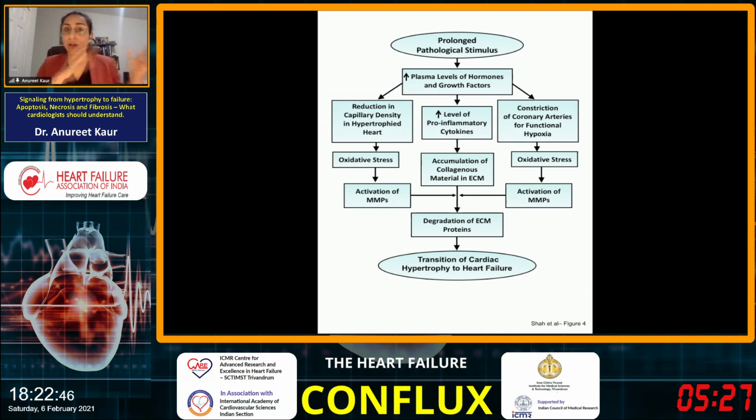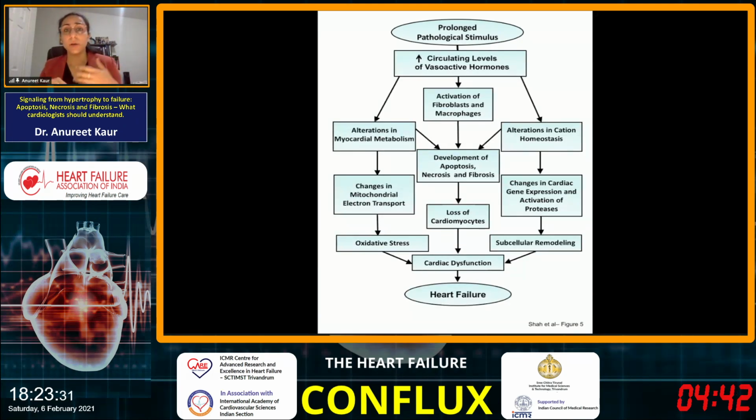And on the other hand, we already have oxidative stress being built up. That oxidative stress, plus the collagen material which has started to develop in the extracellular matrix, will cause, so oxidative stress will release proteases like metalloproteases, and that will cause the degradation of the collagen which was being built up in the extracellular matrix. And that again is another reason for the transition of cardiac hypertrophy to heart failure. So we can see that there are multiple factors, and all of these are correlated in one way or the other. But as we are seeing from all these three slides, oxidative stress is the major factor.